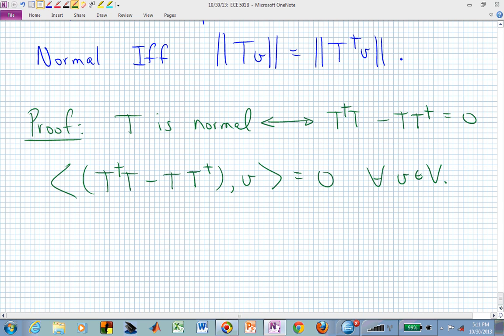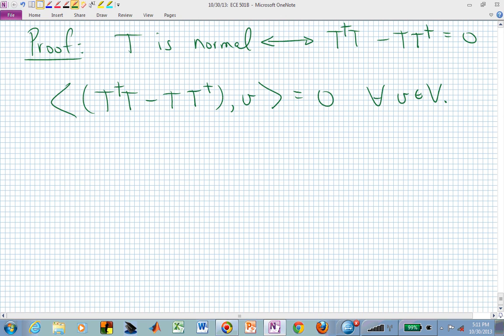Well, now let me apply the linearity in the first slot of the inner product, which now allows me to say, whoops, what am I doing? I told you I was falling asleep.